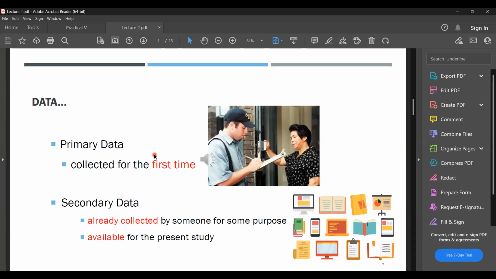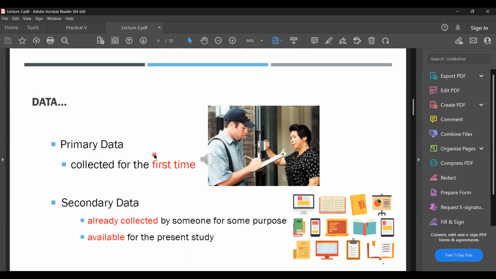So you think, okay, these data are more relevant for my study, therefore I'm not going to collect data by myself. I will use that data set. Then it becomes secondary data. Sometimes you can download data sets from the internet.